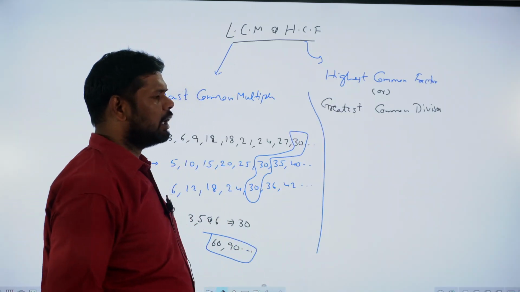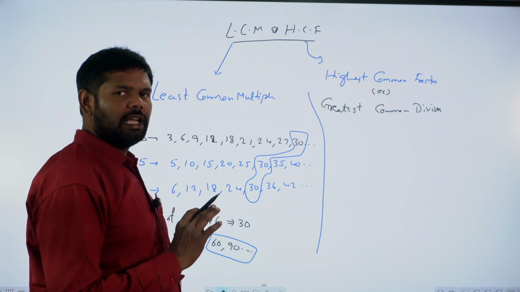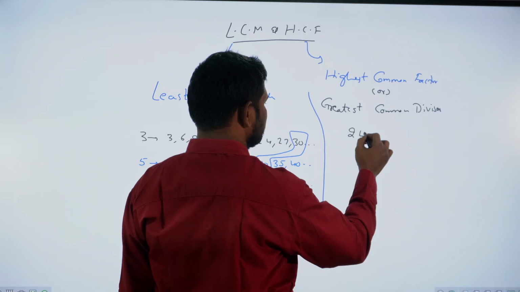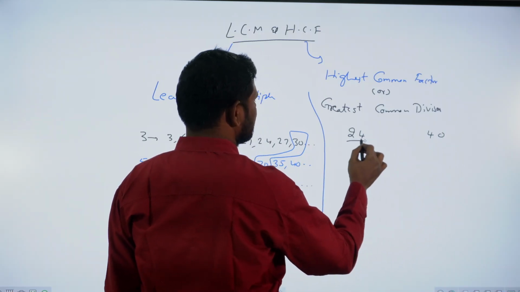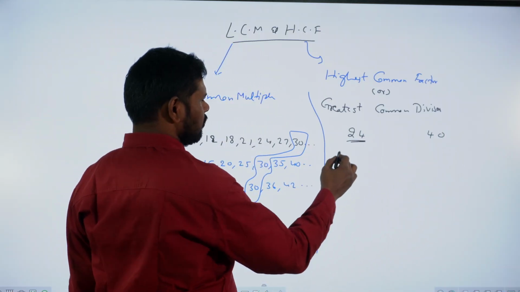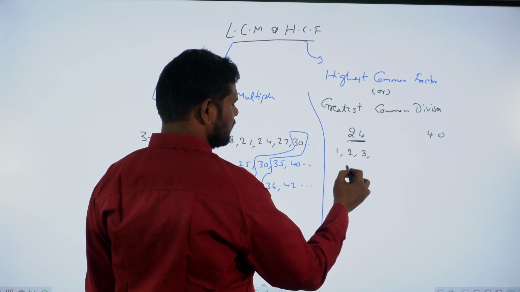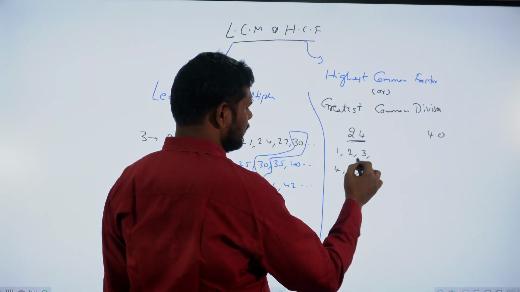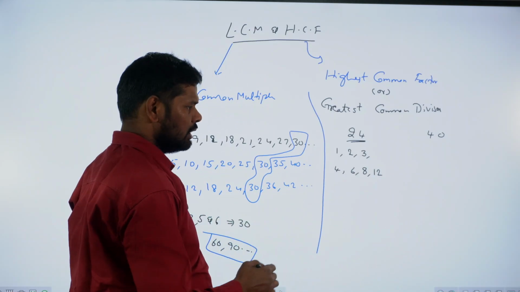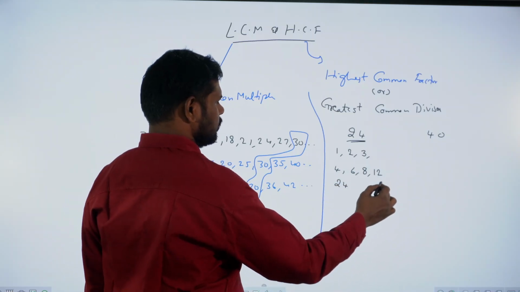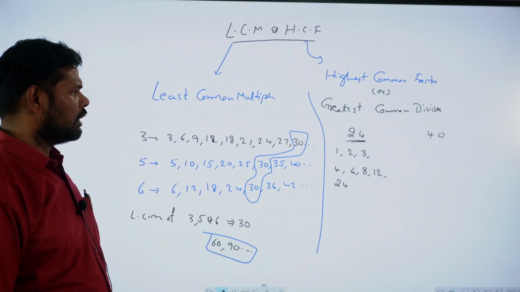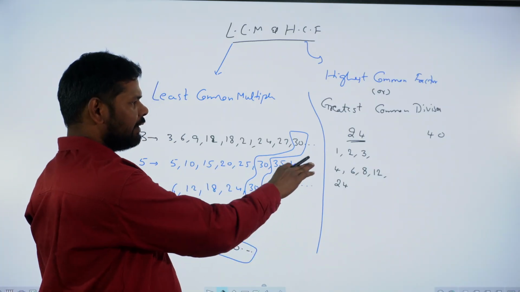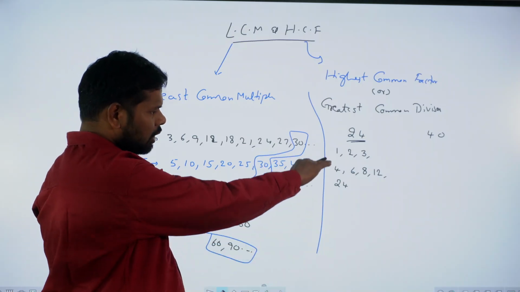Similarly, HCF or greatest common divisor, GCD: divisor is in the name itself, it is a divisor. Suppose, what is the HCF of 24 and 40? The factors of 24, I am writing directly: 1, 2, 3, 4, 6, 8, 12, then 24 itself. Clear? These are all divisors of 24. 24 is divided by all these numbers.